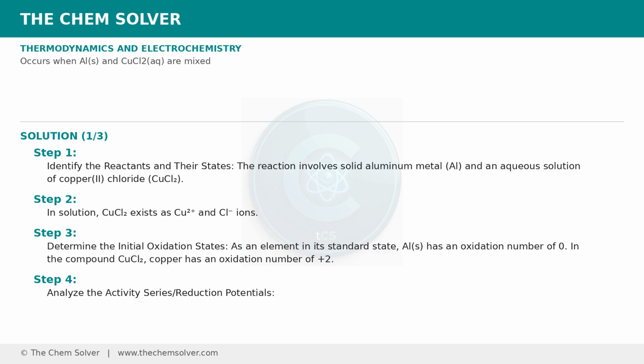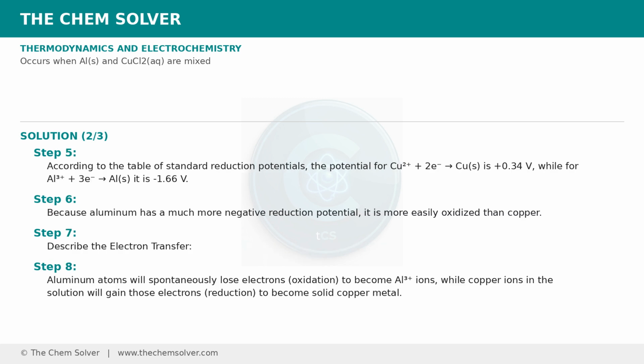Analyze the activity series/reduction potentials. According to the table of standard reduction potentials, the potential for Cu²⁺ + 2e⁻ gives Cu is +0.34 V, while for Al³⁺ + 3e⁻ gives Al, it is -1.66 V. Because aluminum has a much more negative reduction potential, it is more easily oxidized than copper.